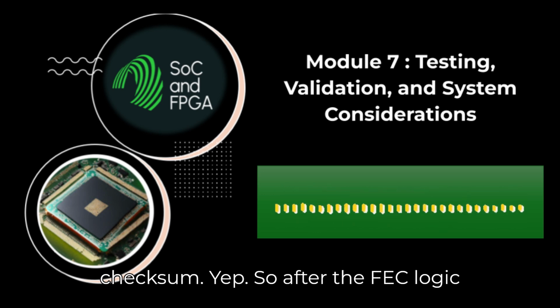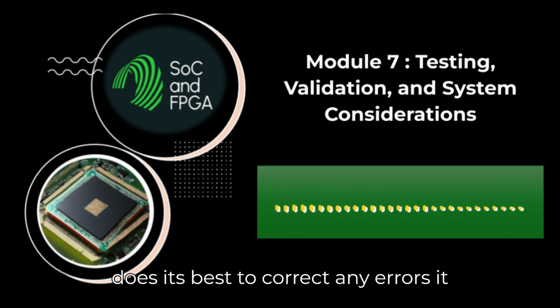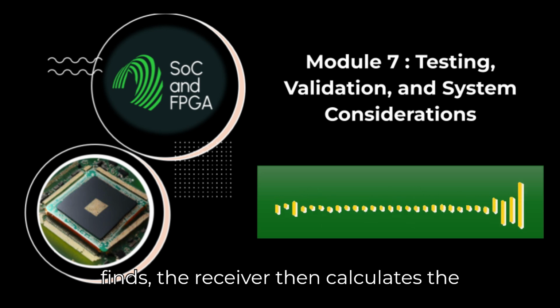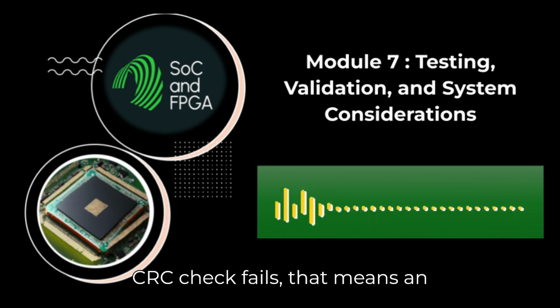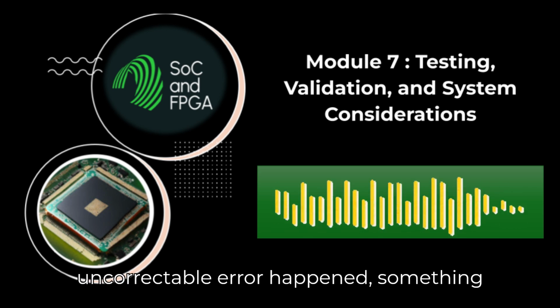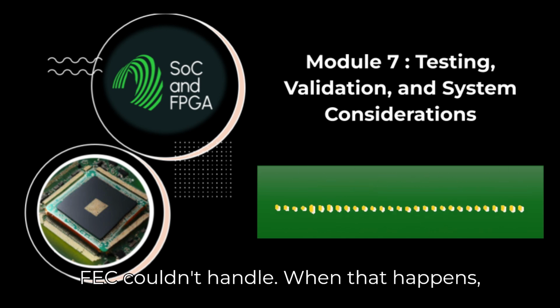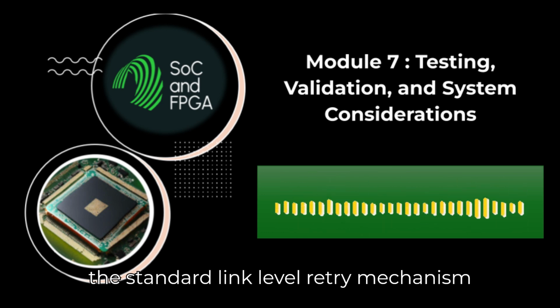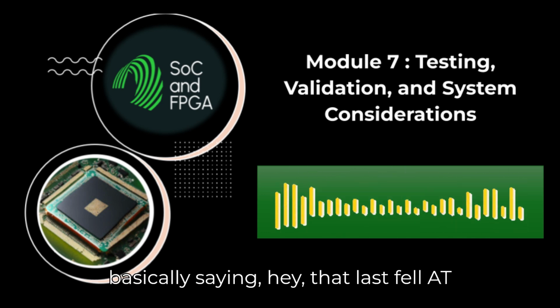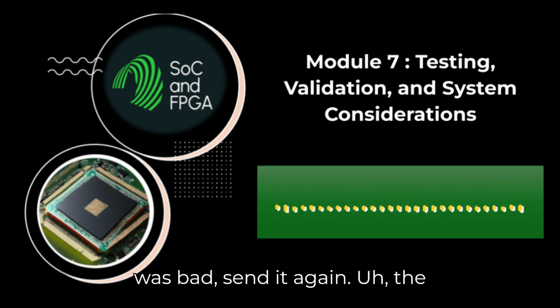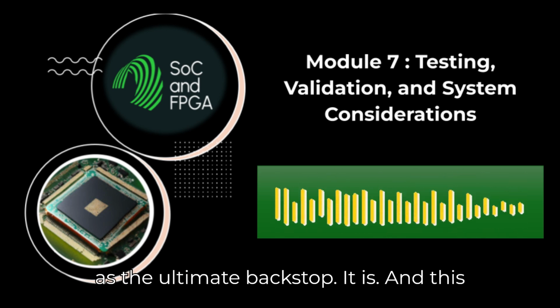Yep. So after the FEC logic does its best to correct any errors it finds, the receiver then calculates the CRC on the FLIT data. And if the CRC check fails? That means an uncorrectable error happened, something FEC couldn't handle. When that happens, the standard link-level retry mechanism kicks in. The receiver sends a NAK, basically saying, hey, that last FLIT was bad, send it again. The traditional retry, so that's still there as the ultimate backstop.